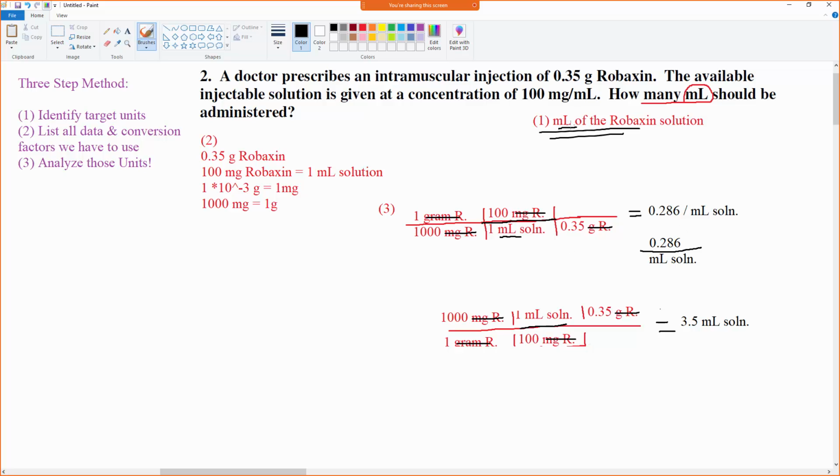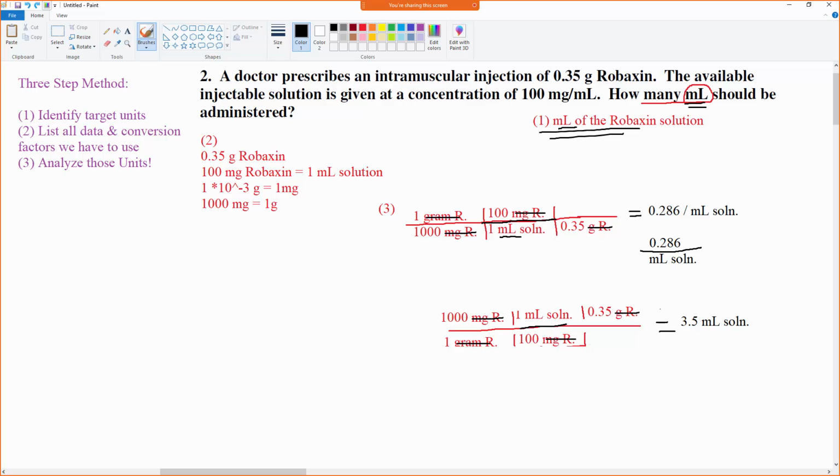Yeah, unless my target units say specifically it's got to be divided by that one. It depends on the problem and what units they want where, and we'll do some more. But unless there's a dividing line here, then it's got to be on top.